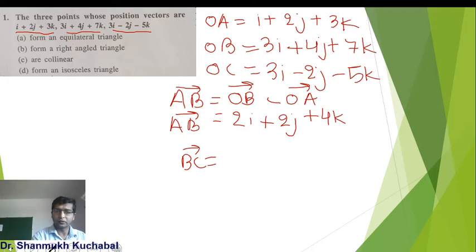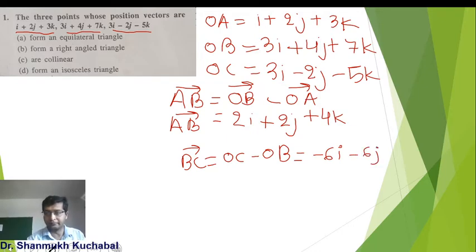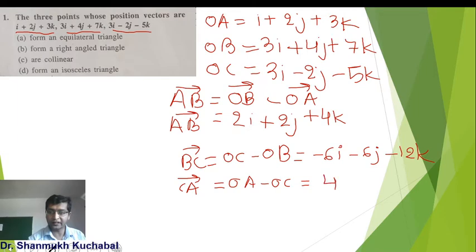Now we have to calculate BC. It is final value OC minus OB, which is minus 6i minus 6j minus 12k. Similarly, CA we have to calculate. CA is OA minus OC, and the simplification is 4i plus 4j plus 8k.